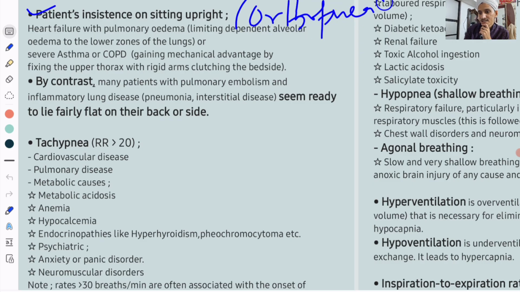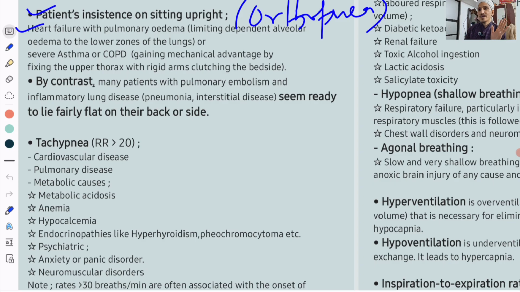Orthopnea is seen in heart failure with pulmonary edema, limiting dependent alveolar edema to the lower zones of the lung. The mechanism is different in orthopnea of cardiac patients and orthopnea due to respiratory disease. In cardiac patients, when they lie down, there is increased venous return, increased pulmonary edema, and increased breathlessness. That's why they prefer not to lie down. In severe asthma and COPD patients, they get some mechanical support when they sit in a tripod position.